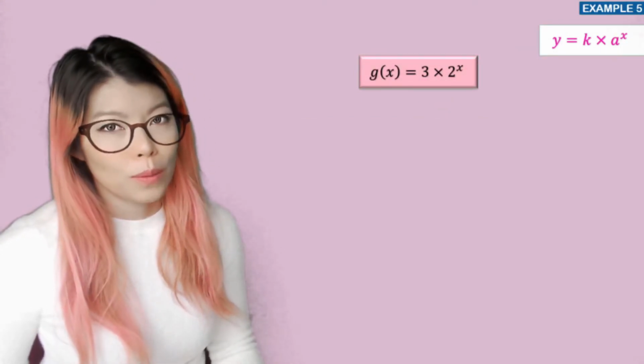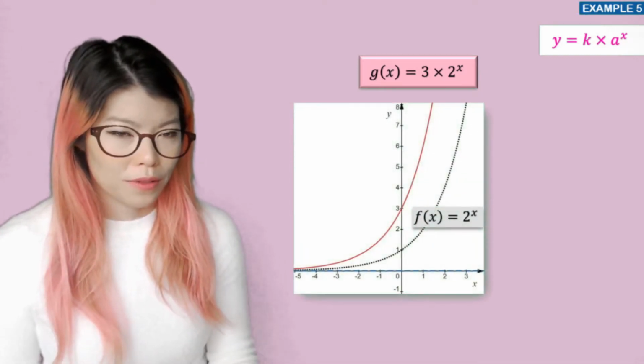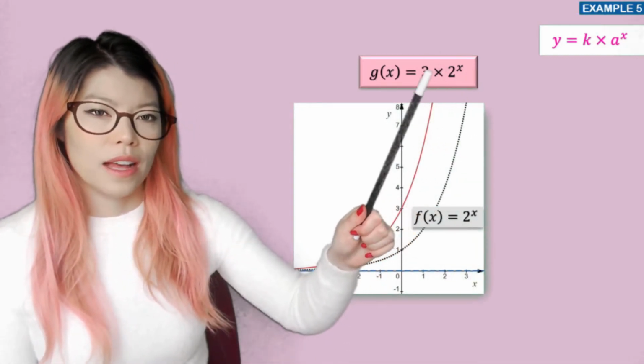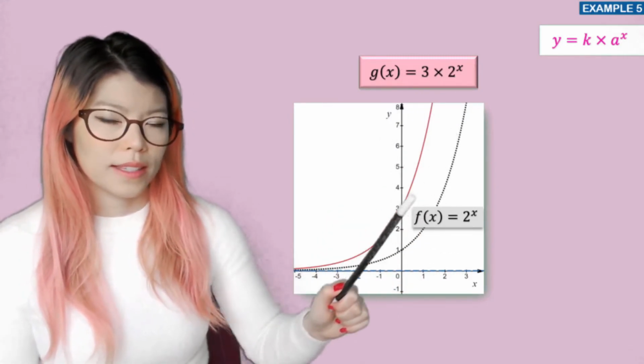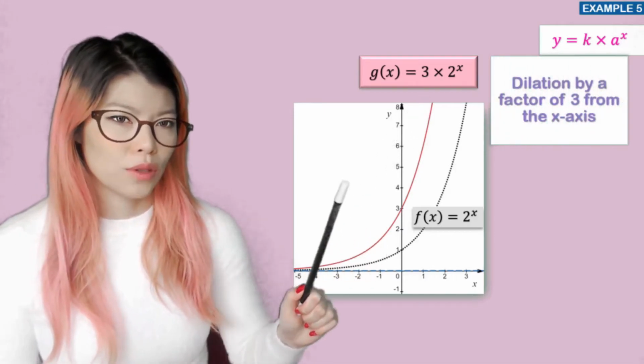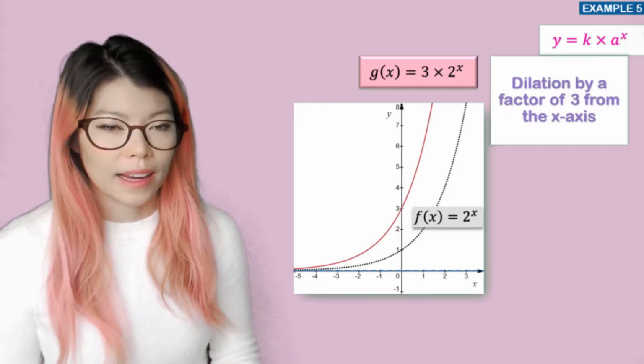What about if we multiply our 2 to the x by 3? So having a constant in front of it. Multiplying each value would mean making the y value bigger for each of them. So our 2 to the x is here, our 3 times 2 to the x is there, and we call this a dilation by a factor of 3 from the x-axis.